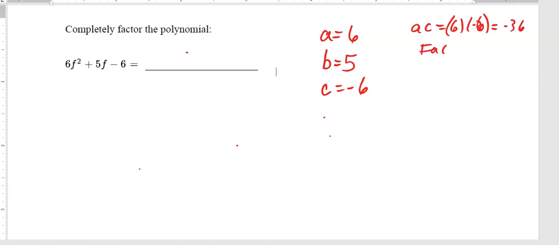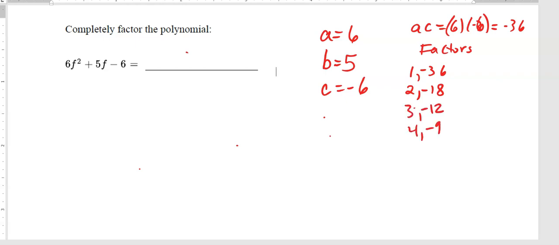So I want factor pairs for -36. And I just go right down in line. I start with 1 and -36. And then I go to 2. Don't go out of order and you'll never miss any. 2 and -18. And 3 and -12.